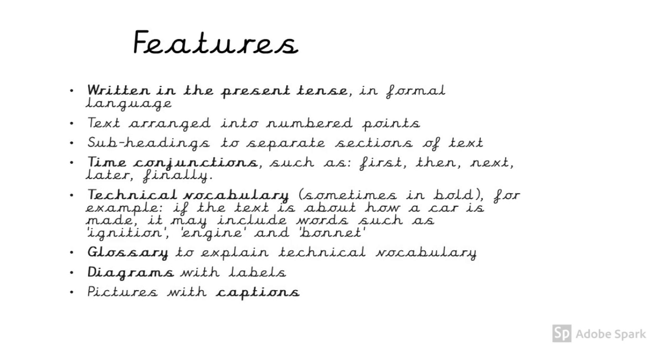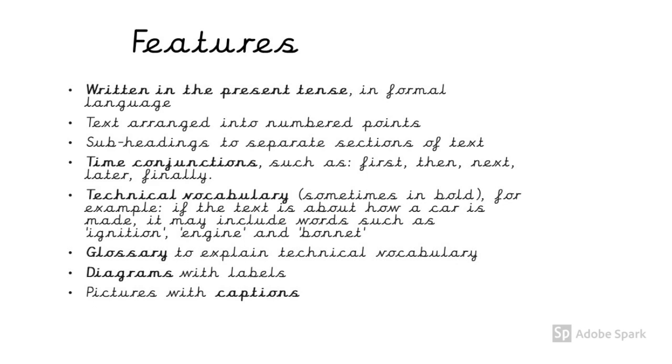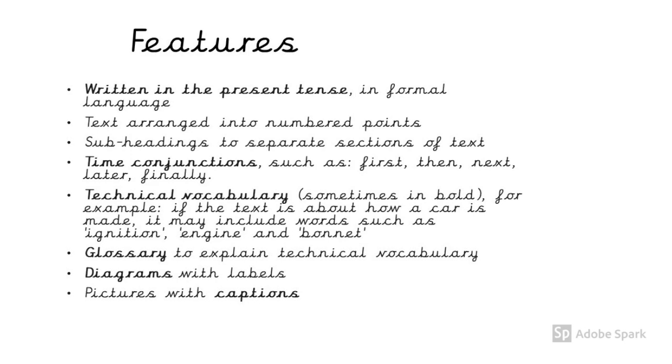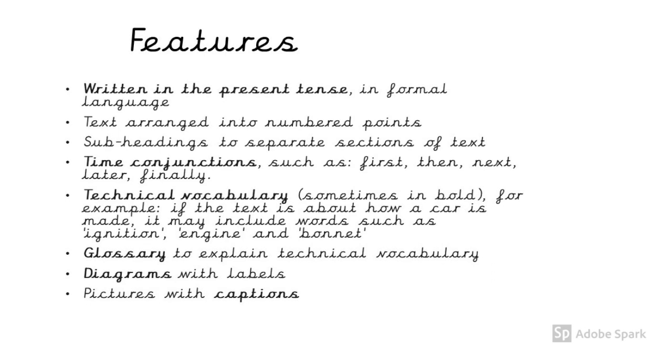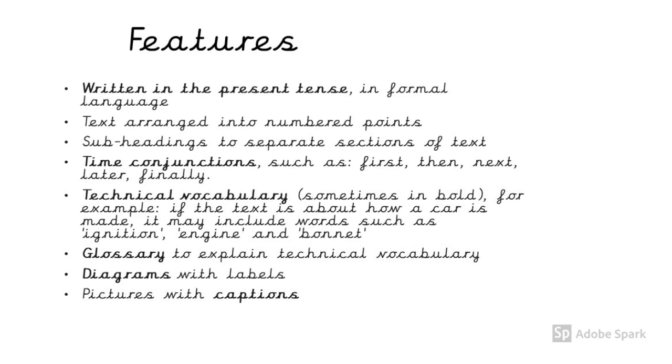We use time conjunctions such as first, then, next, later, finally. And remember, we discussed the different kinds of conjunctions we get, coordinating conjunctions and subordinating conjunctions. Both of these should be found in your writing. We use technical vocabulary that is specific to the topic. We sometimes have a glossary. We have a diagram with labels and pictures with captions.